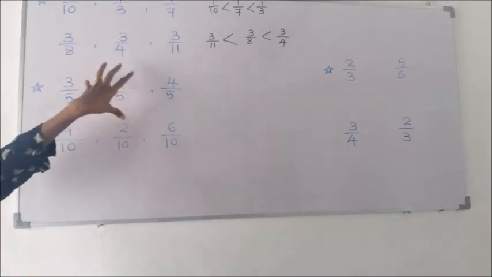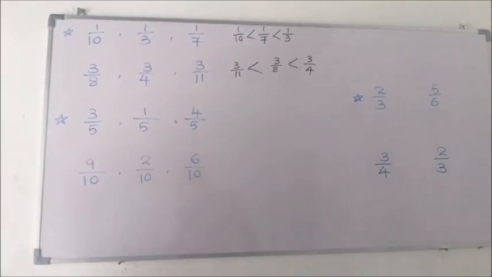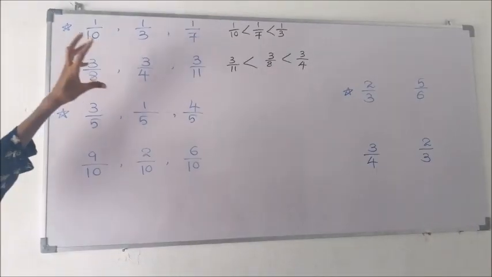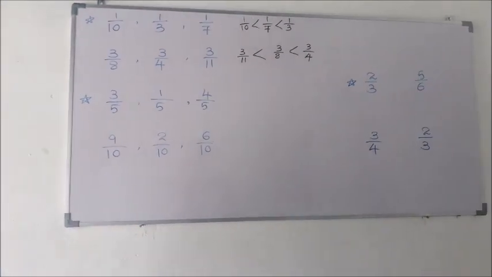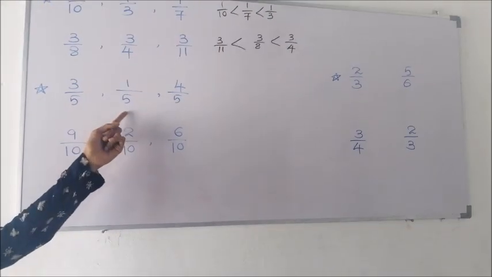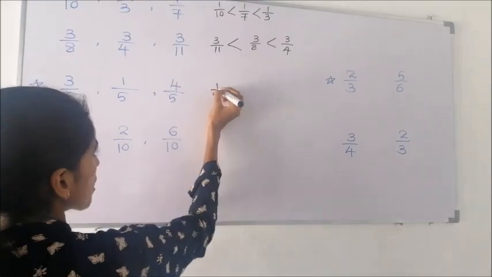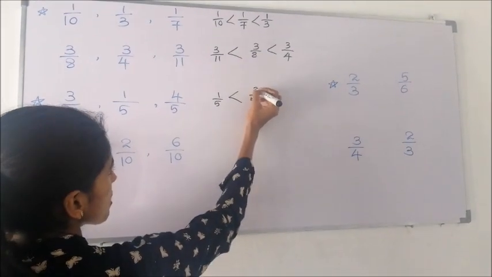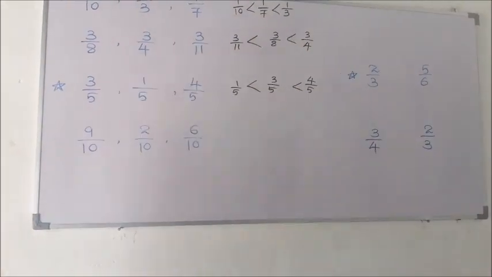See, I am bringing here 3 cakes. All the 3 cakes are cut into 5 equal pieces. From here, taking 3 pieces out. From here, taking 1 piece out. From here, taking 4 pieces out. Which one is the smallest piece? This one, right? Out of 5, only 1 piece. So, out of 5, 1 is the smallest one. After that, out of 5, 3 pieces. Out of all the 5 pieces, taking 4 pieces.